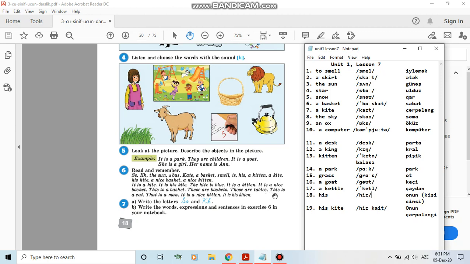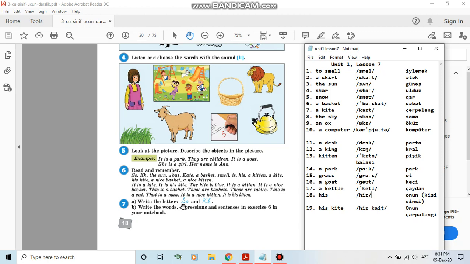Those are tables. This is a cat. Bu pişikdir. That is a man. O kişidir. It's a nice kitten. It's his kitten. O gözəl pişik balasıdır. O onun pişiyidir.